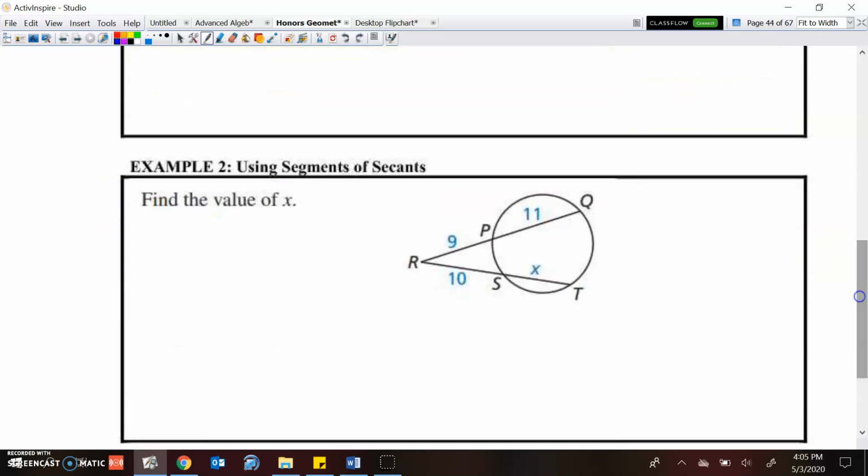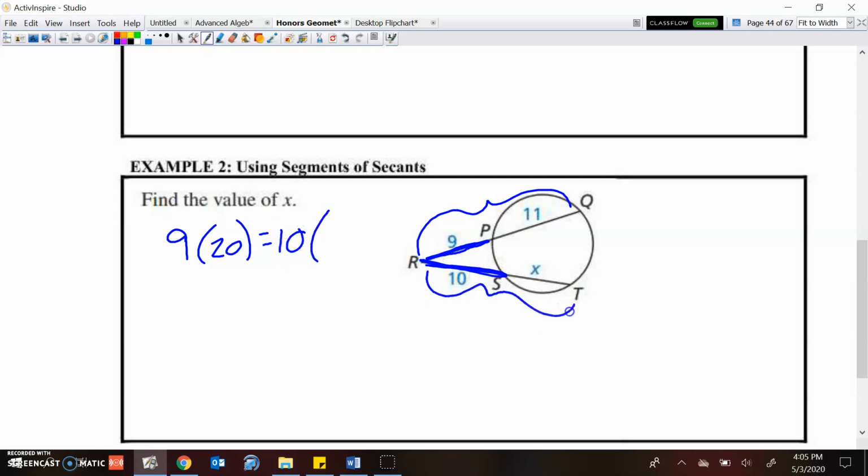So let's apply that. Let's find the value of x in this one. So we're going to take the piece that's outside, 9, times the entire length, and the entire length is 20. And we're going to set that equal to this piece that's outside here, 10, times the entire length. So that's 10 plus x.